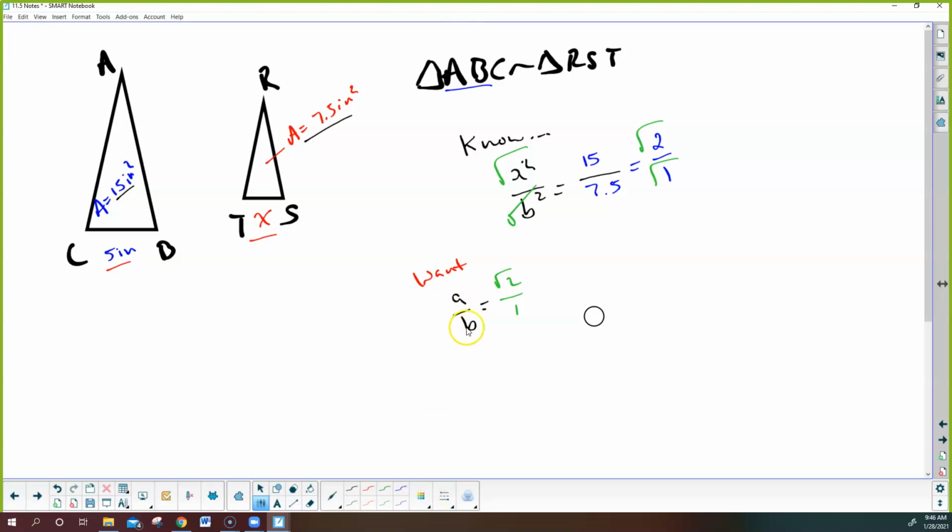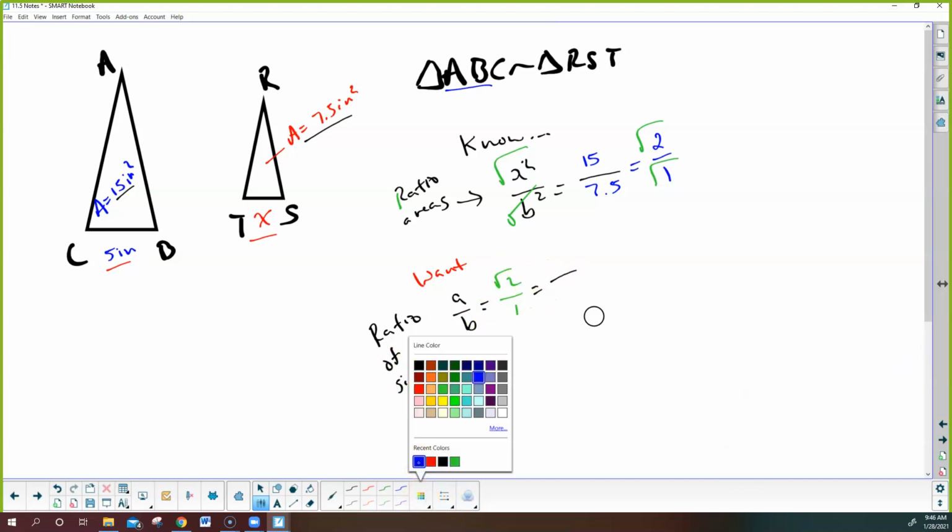This now is the ratio of the sides. So I had the ratio of areas. That's the ratio of areas. I want to use the ratio of sides. So I'm going to use this square root 2 over 2, and I'm going to compare that to the side length of CB, which is 5, compared to the side length of TS, which is X.